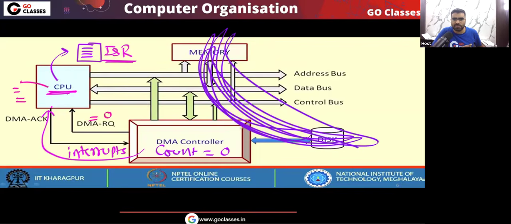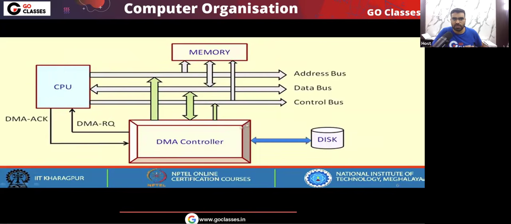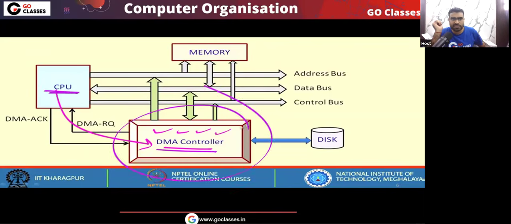Please tell me, are all these steps clear? Here, what are the important points? The CPU will tell the DMA controller the source address, the destination address, the count, and the mode. This information the CPU gives to the DMA controller. This is called DMA initialization. Is this clear? So here the CPU is involved, remember, for DMA initialization.